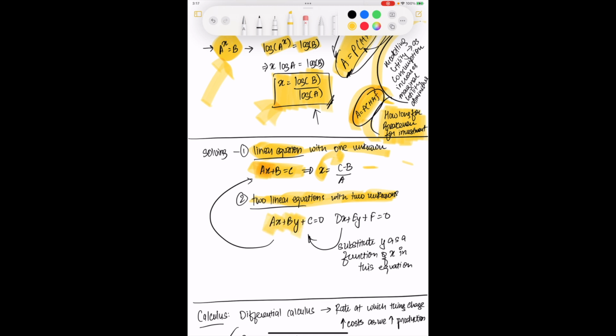So if we're given ax plus by, where x is a variable and y is another variable, then we need another equation, dx plus ey plus f equals 0. If we're given two equations with two unknowns, we can substitute and eliminate from two equations to one equation. Meaning substitute y as a function of x from the second equation into the first equation, then we'll have one equation with one unknown x, and we can solve for it.